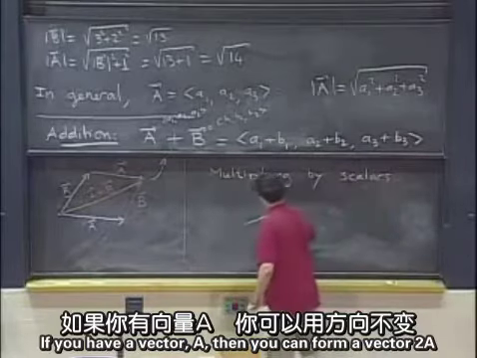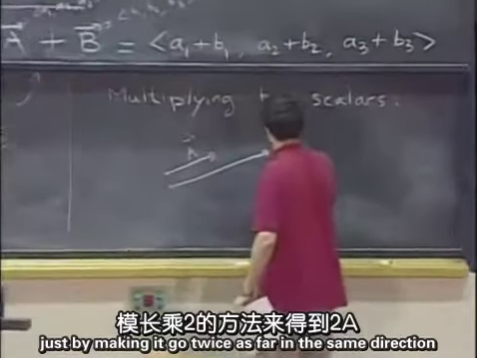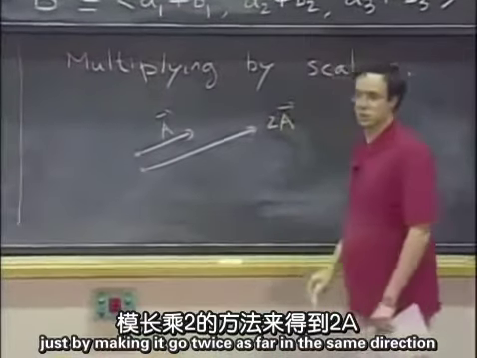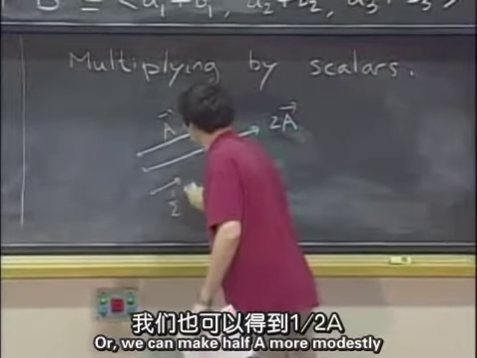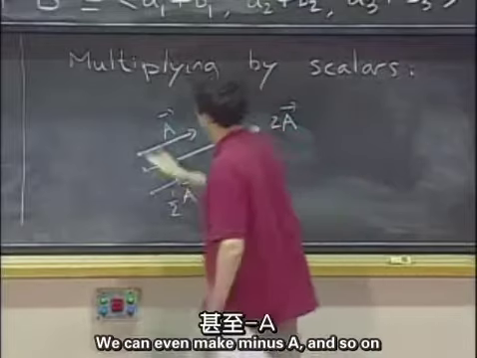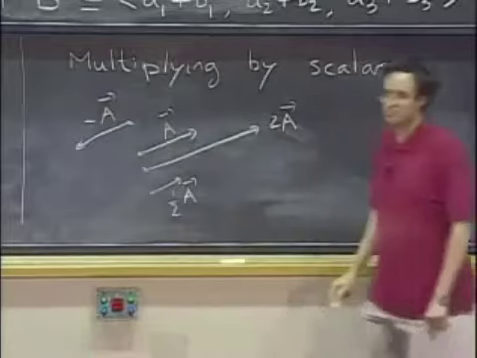If you have a vector A, then you can form a vector 2A just by making it go twice as far in the same direction. Or we can make half A more modestly. Or we can even make minus A, and so on.